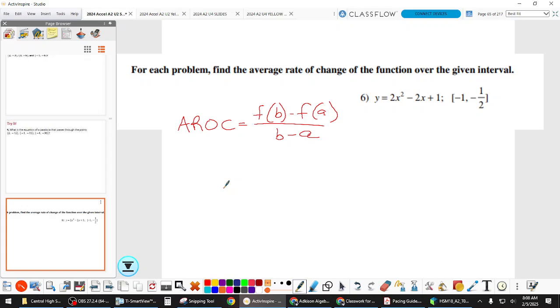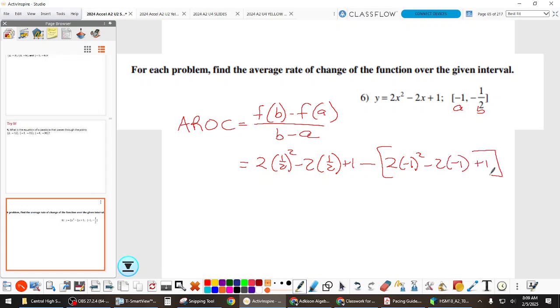Get them in here. Right, f of b minus f of a means what? Yeah, so in this case, a and b. So we're going to plug in for the second coordinate first. So 2 times 1/2 squared minus 2 times 1/2 plus 1 minus, use brackets because this whole thing needs to be subtracted. And then we'll have 2 times -1 squared minus 2 times -1 plus 1.